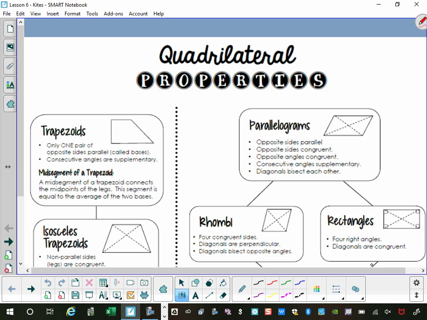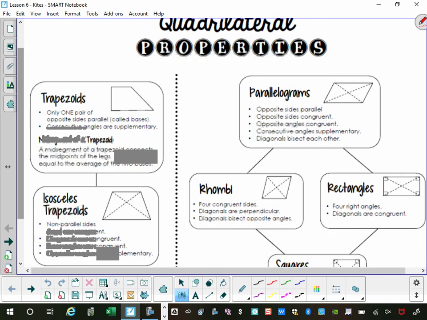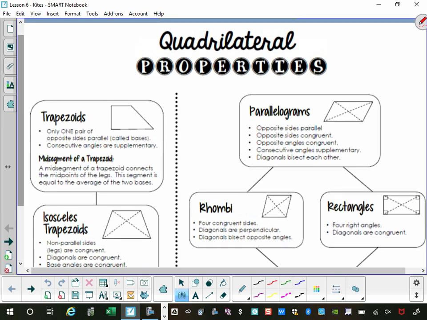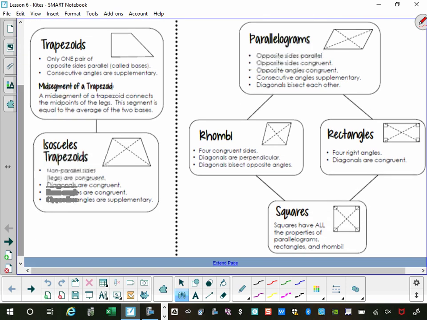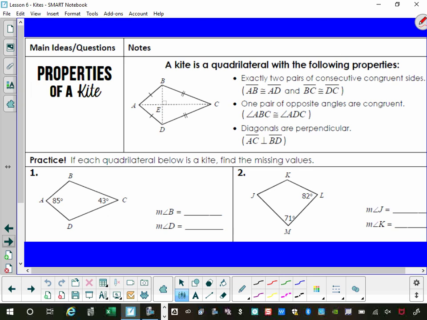Alright, so the last day of notes we were doing kites. Michael, put that away. I gave you a cheat sheet on the quadrilateral so you can know what the properties are. This is a little different, but same thing. The trapezoids, and then we have the others. And then we have properties of a kite.